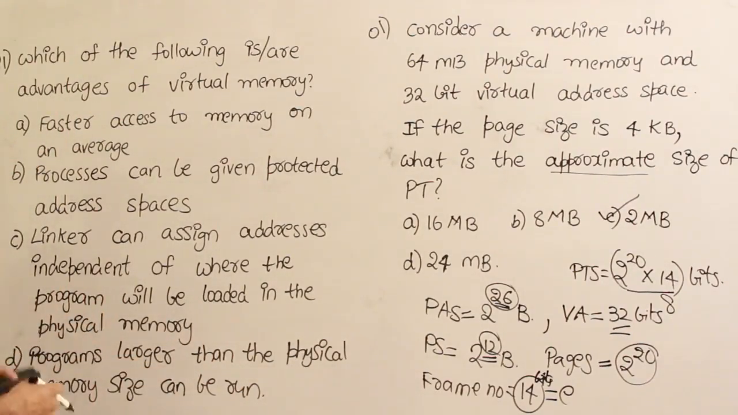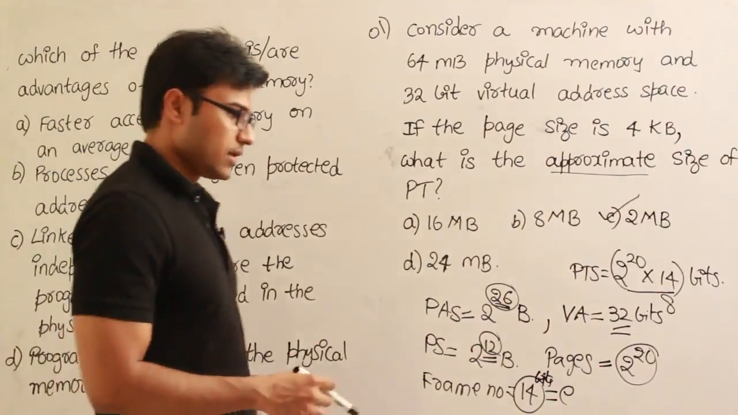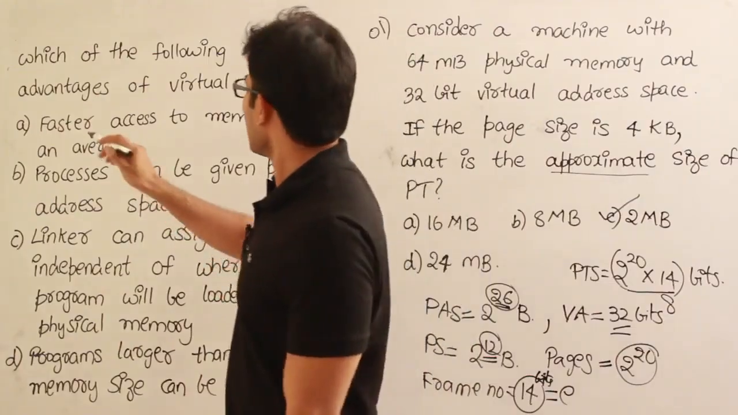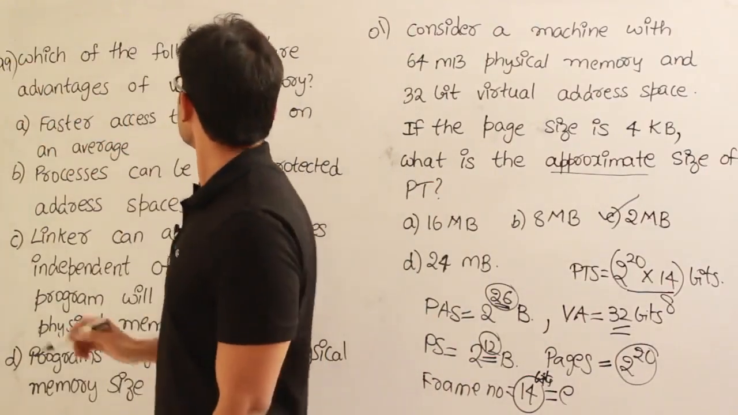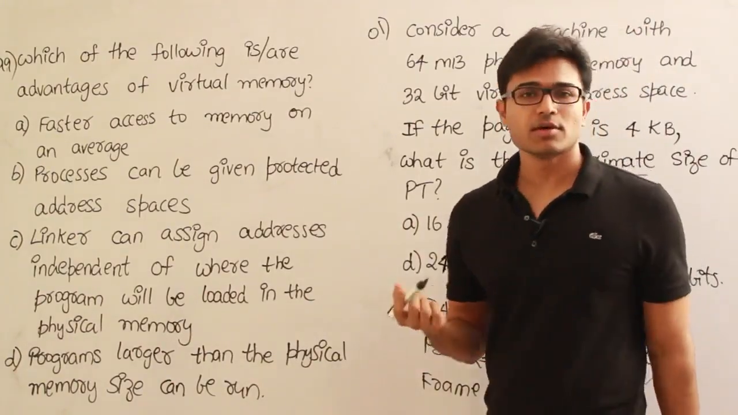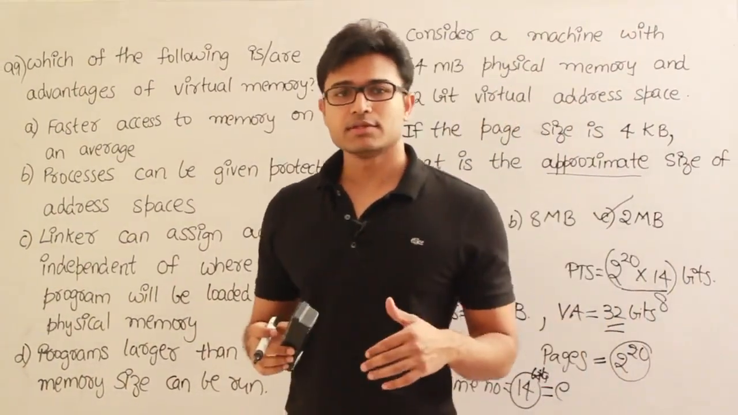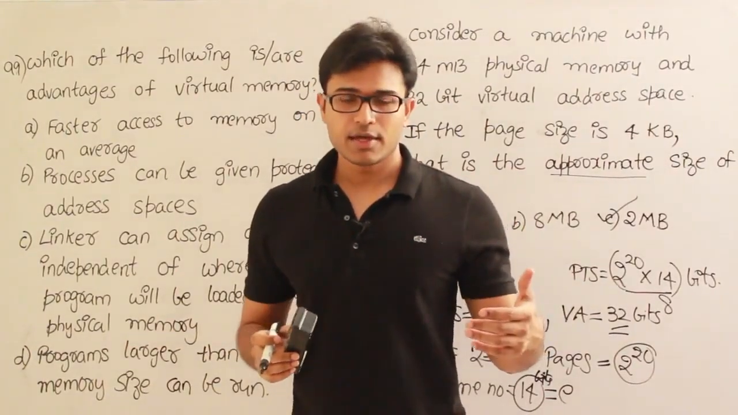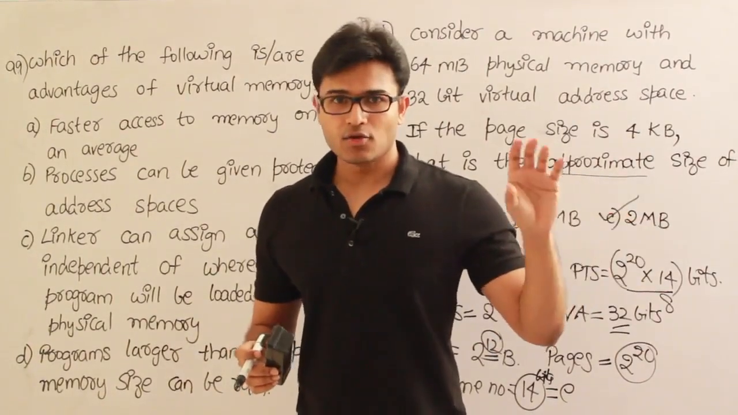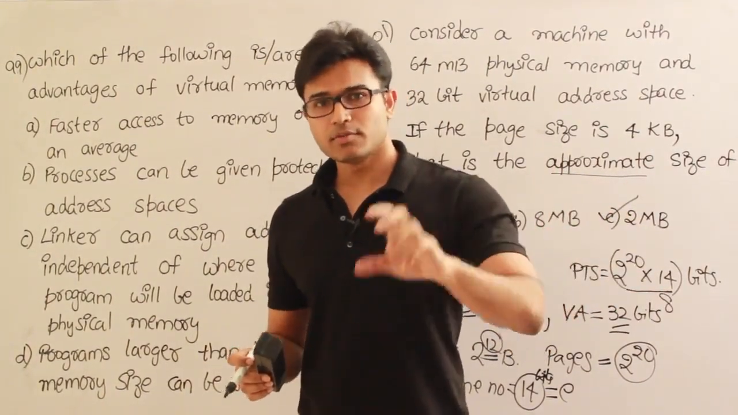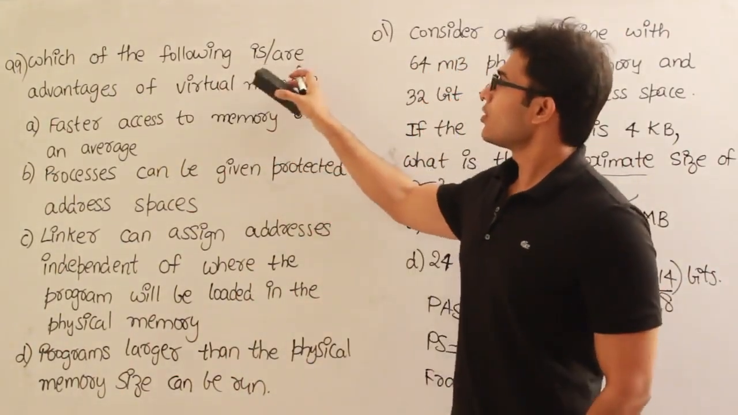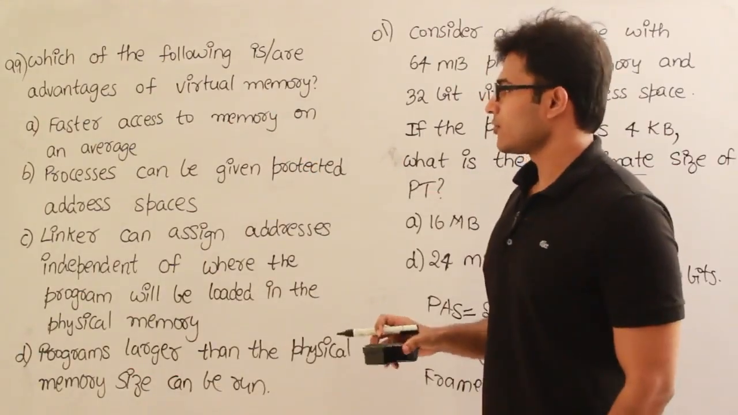And this question is asked in GATE 99. Now they are asking which of the following is or are advantages of virtual memory. So what is the main concept of virtual memory? Whenever the process size is larger than the available physical memory, then we let the process stay in the hard disk, and only the part which is required we load into the main memory and run it. That is called virtual memory, right? So which of the following is or are advantages of virtual memory?